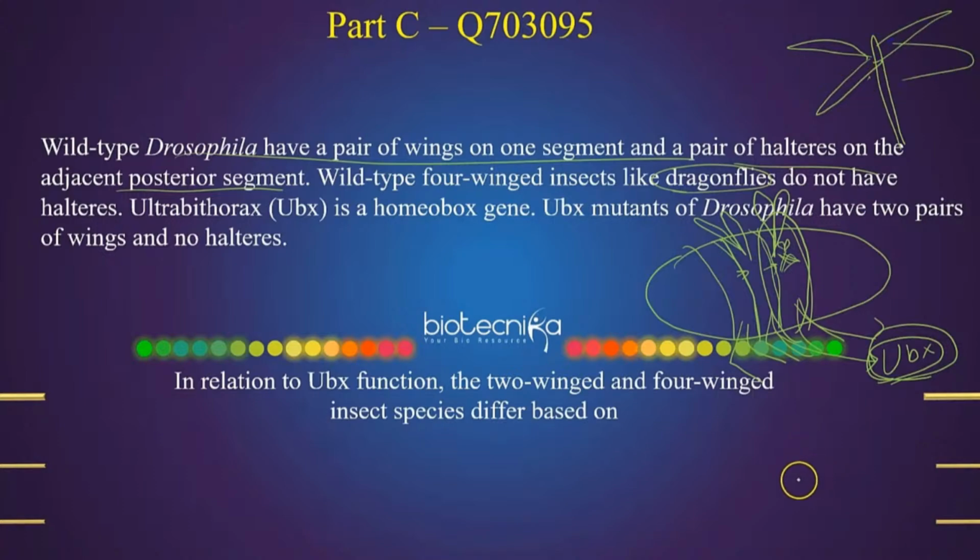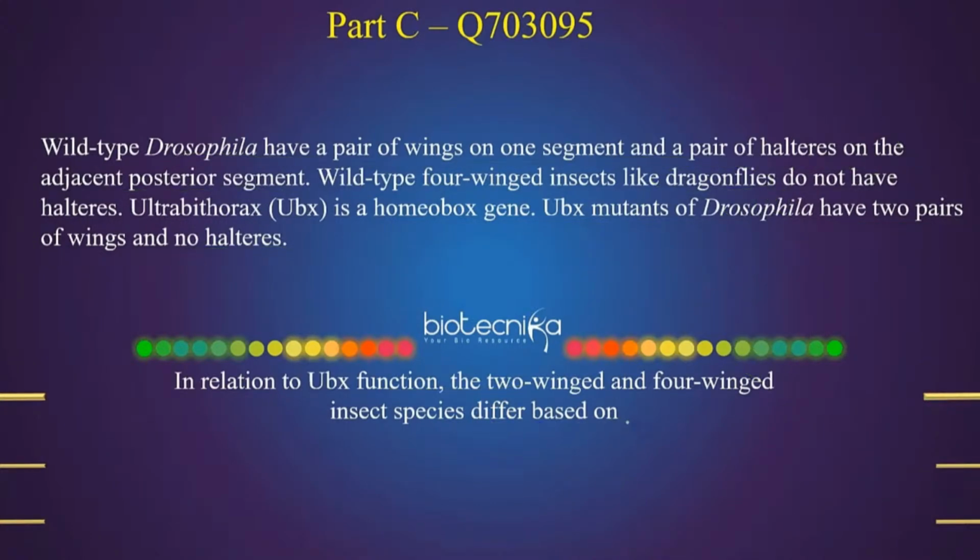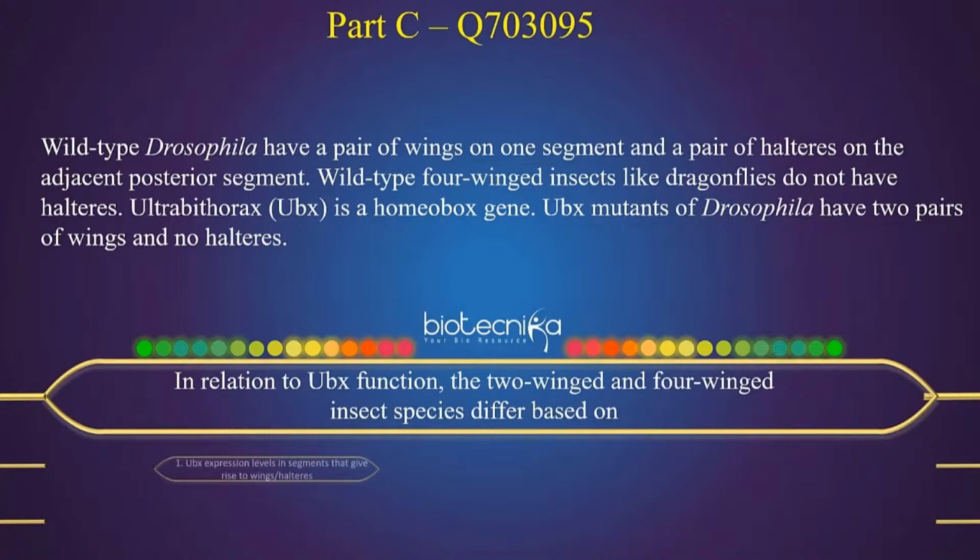Drosophila is supposed to have only 2 wings from the second segment, but the third segment, which is controlled by UBX, if it is mutant, then even in the third segment you get 4 wings, right? So UBX mutants of Drosophila have 2 pairs of wings and no halteres. In relation to UBX function, 2-wing structure insect species and 4-wing structure species differ based on what? This is what the question is all about.